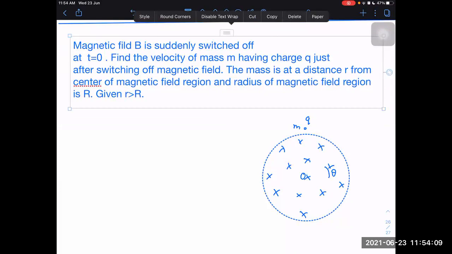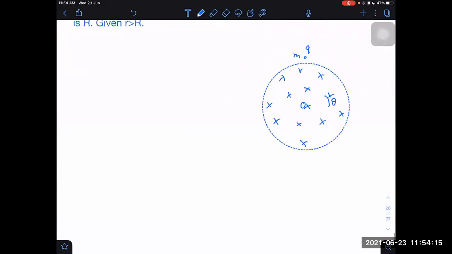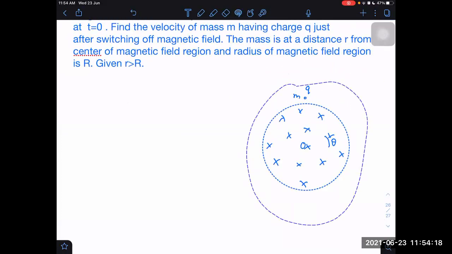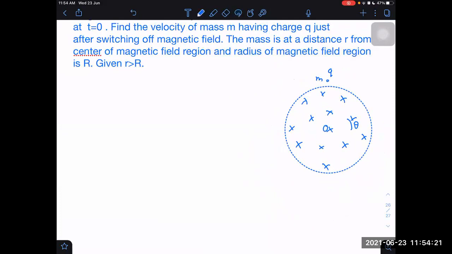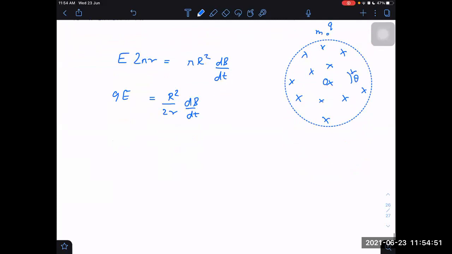Sir, the answer is Q B naught capital R square by 2 small r into m, sir. How to do? QE is equal to mv, sir. First of all, electric field induced into 2 pi small r, that is EMF, will be equal to pi R square into dB by dt. Right? And I also know that Q into E will be force. So force will become QR square by 2 small r into dB by dt. Then I will get the impulse.